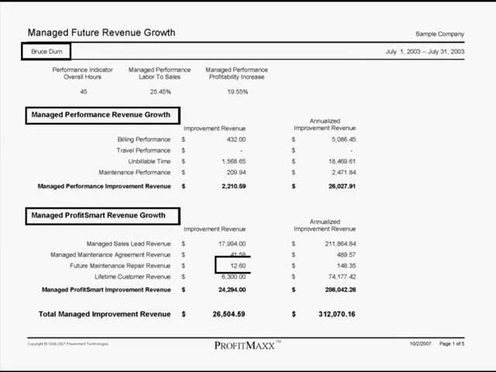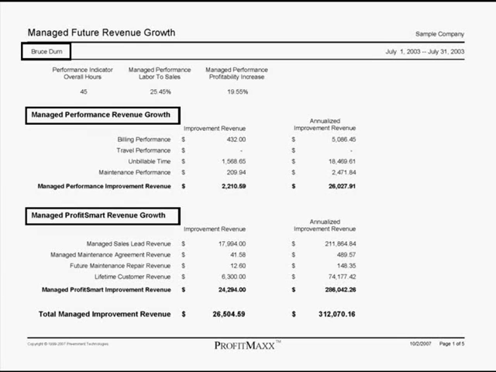Future maintenance repair revenue is the potential revenue increase to the company from repairs and accessories sold on maintenance service calls had the technician performed to the goals and expectations of the maintenance agreement sold. This is also from the Managed Maintenance Customer Growth Report. Since Bruce did well selling maintenance agreements, this number will also be low. He would only recognize an additional increase here of $12.60 for the month and $148.35 for the year.